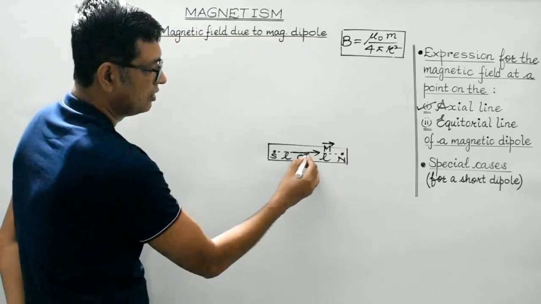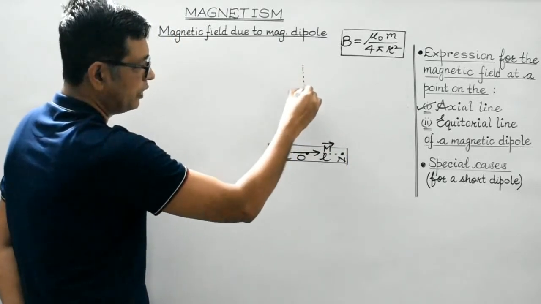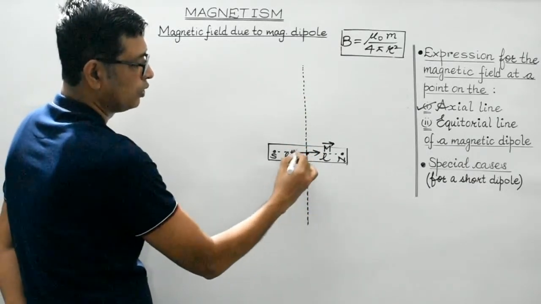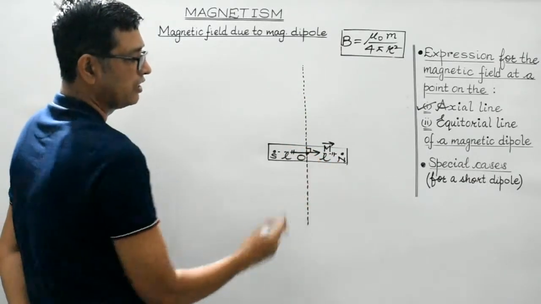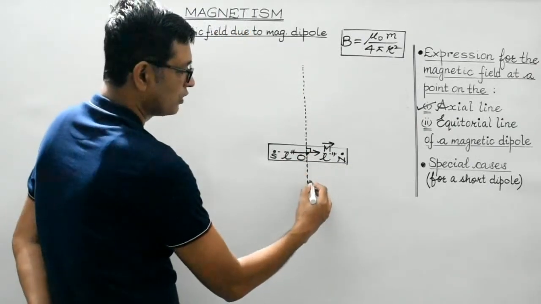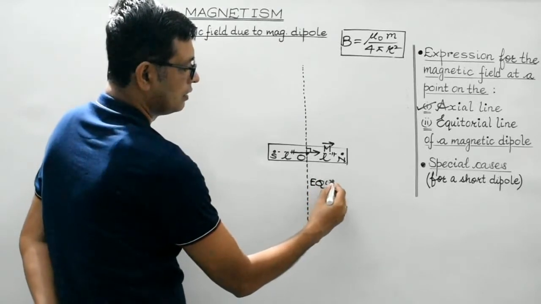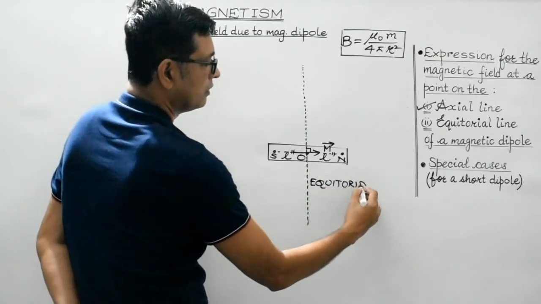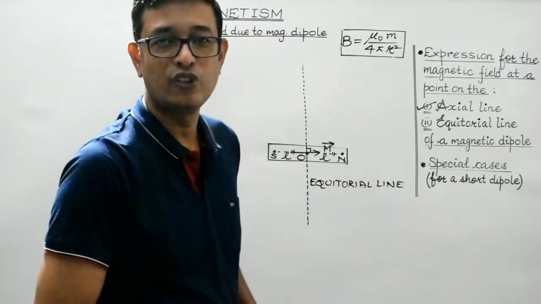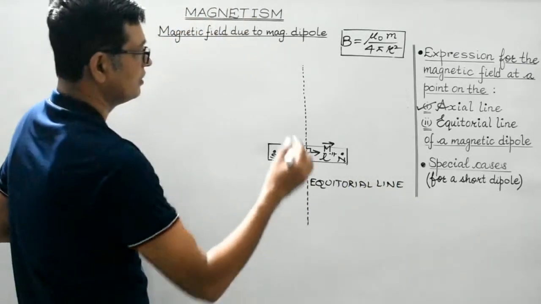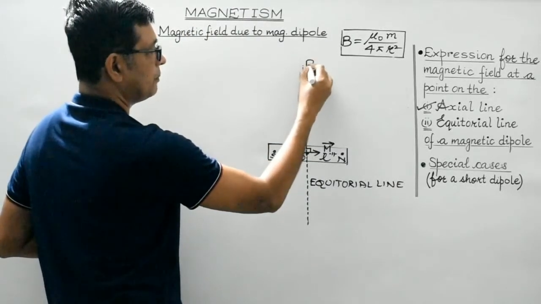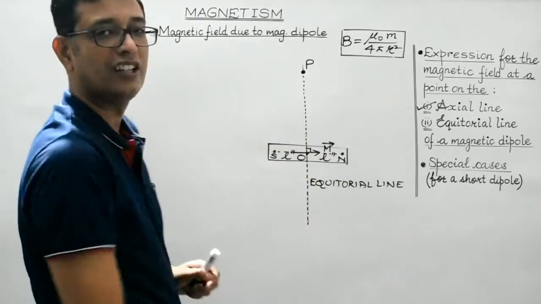So this is the center. Now draw a right perpendicular bisector. It will divide into two equal parts, and this being 90 degrees, it will act as a right perpendicular bisector. So this line, students, will act as the equatorial line. This line is known as the equatorial line, right? Now our objective is to find out the magnetic field at a point on the equatorial line.